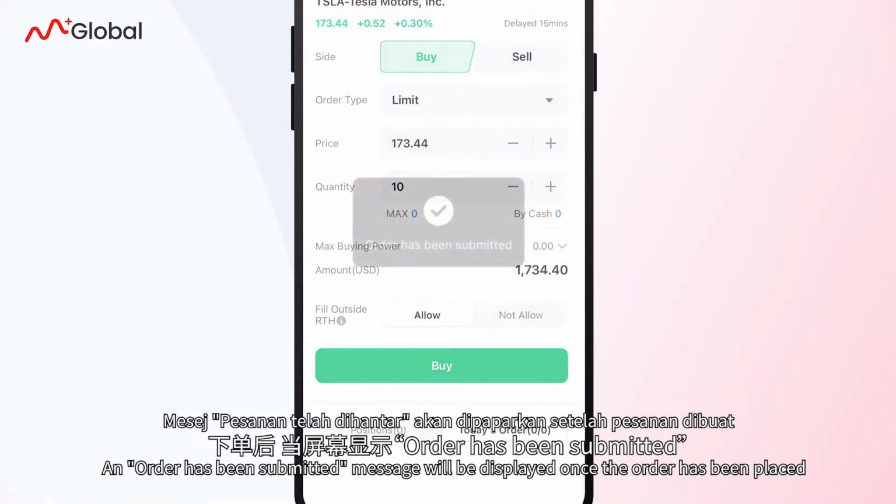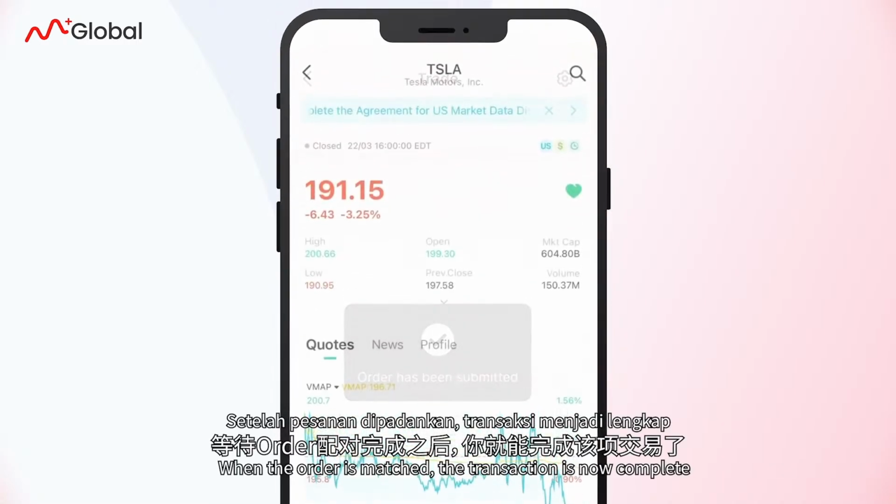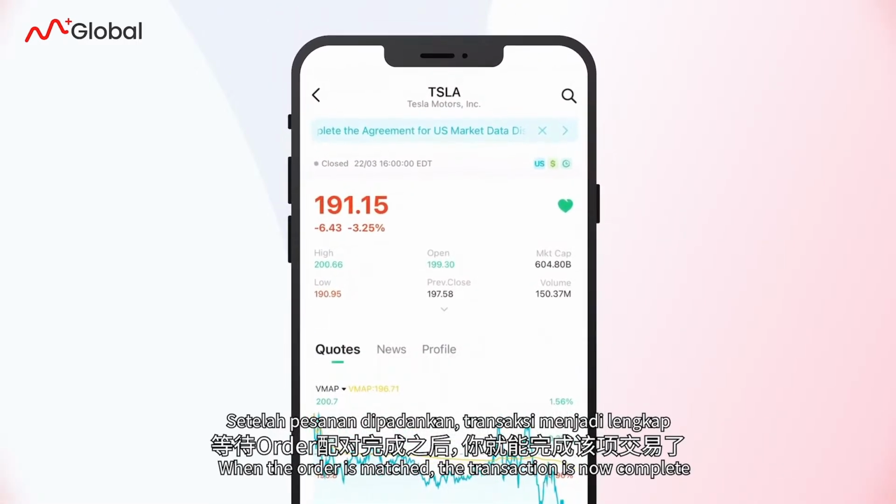An order has been submitted message will be displayed once the order has been placed. When the order is matched, the transaction is now complete.